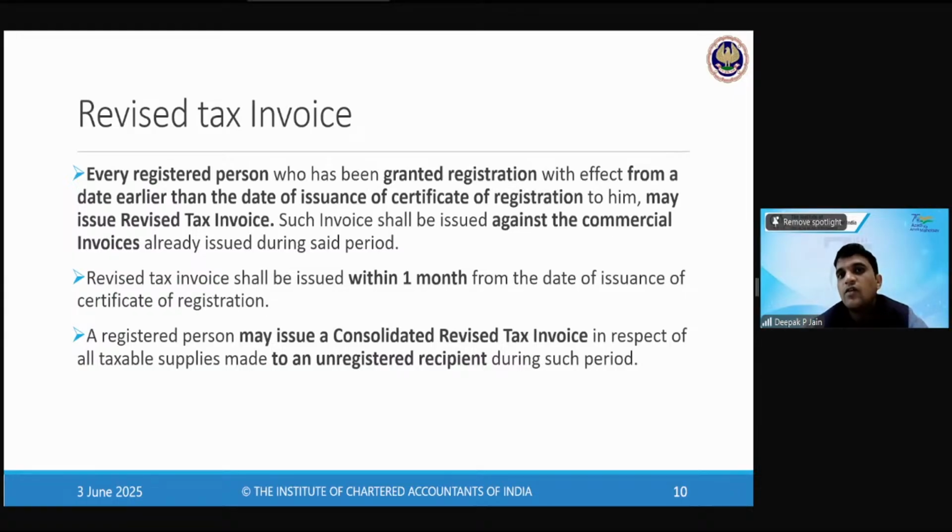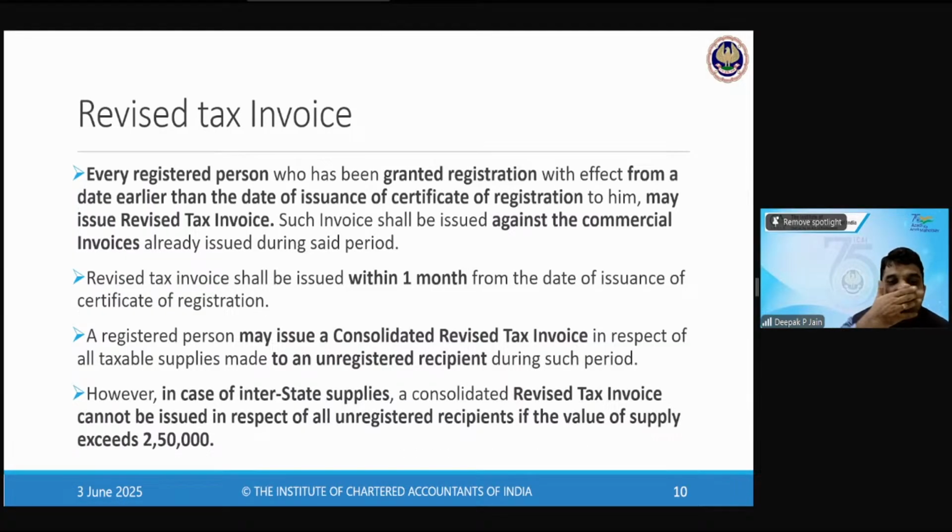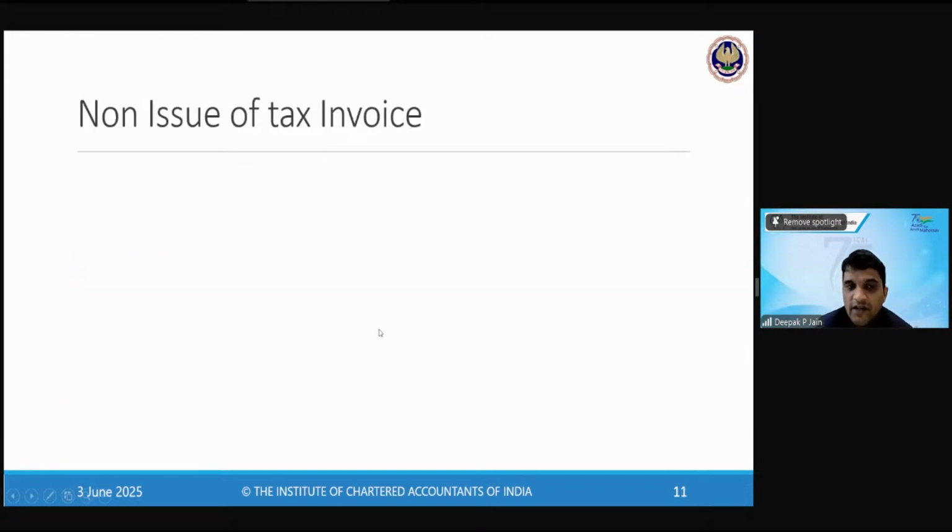तो आपको हर एक इनवॉइस 10 रुपए 20 रुपए या जो भी अनरजिस्टर्ड को आप सप्लाई कर रहे हो उसको रिवाइज करने की जरूरत नहीं. उन सबको मिला के एक कंसोलिडेटेड कर सकते हो only for the revised invoice. And in case of interstate supplies, a consolidated revised tax invoice cannot be issued in respect of all unregistered persons if the value exceeds 2,50,000 rupees. क्योंकि up to 2,50,000 we know we can consolidate. Above 2,50,000 आपको individual invoices देने पड़ेंगे. So only in one situation revised tax invoice is possible in the case of certificate of registration.